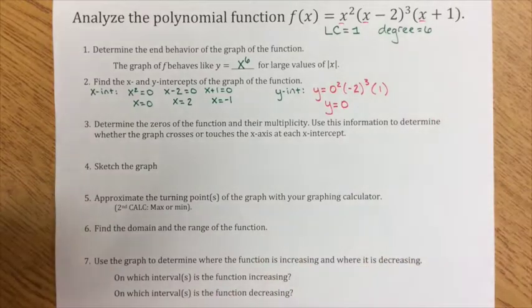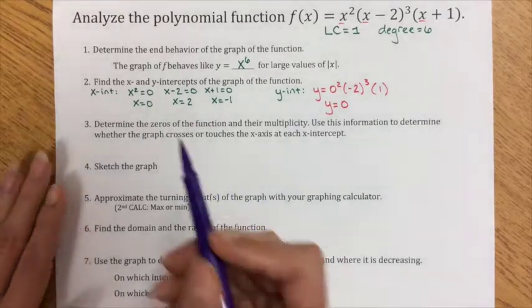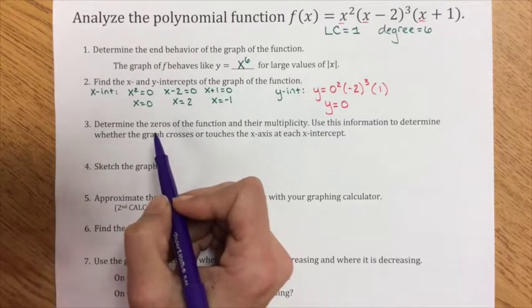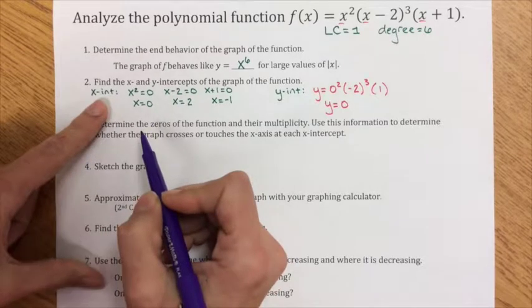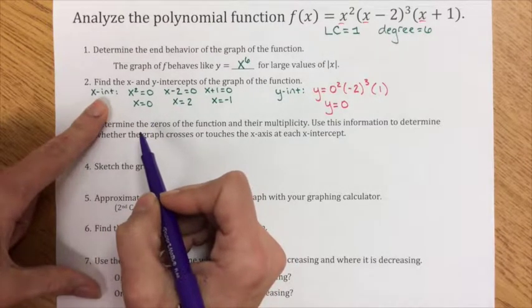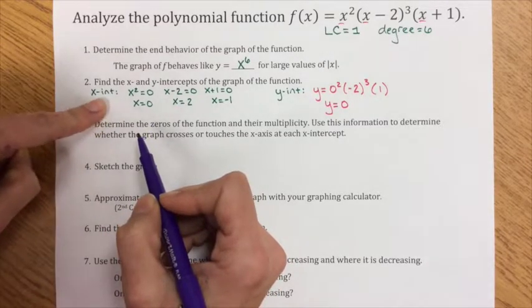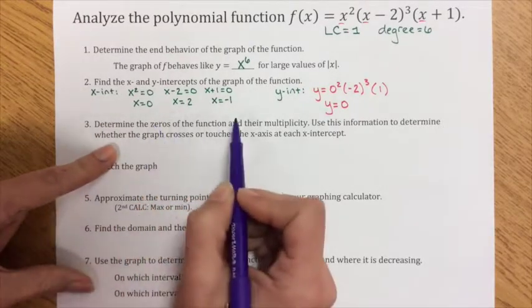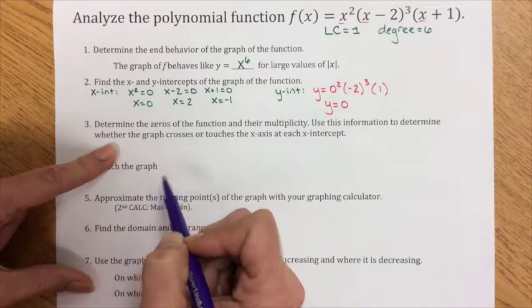Okay, now we're going to talk about the zeros and their multiplicity. We've really done all the hard work to find the zeros. The zeros are where your equation is set equal to 0, and so it's the same process as finding the x-intercepts. X-intercepts are only your real zeros. Here, all of these are real, so they are going to be our zeros as well.